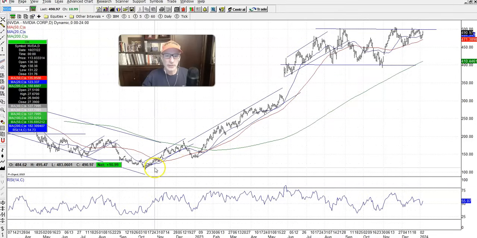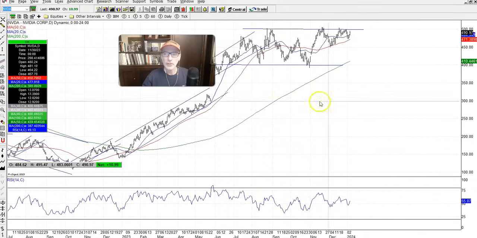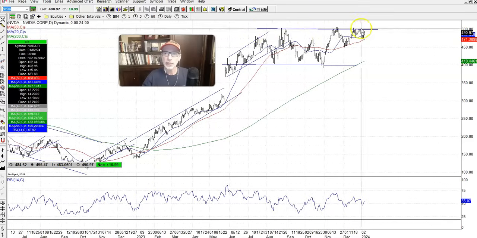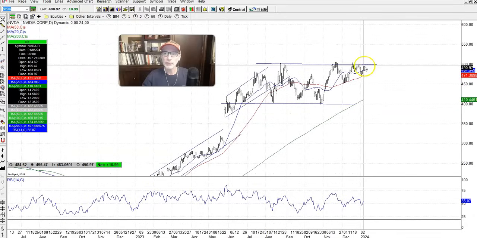Nvidia, another incredibly strong stock. 2023 was just an incredible year for Nvidia. It's been having trouble getting above $500 a share. You can see the sideways channel between $500 and $400 a share. It's been bouncing in there, but it's been catching these moving averages. You've got the 50-day here, 20-day here. It's only going to be a matter of time before it blasts through 500 and keeps going.